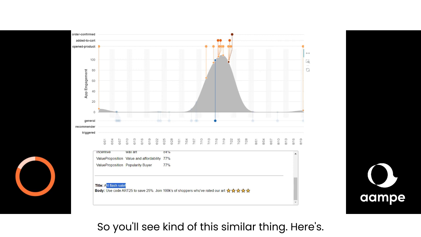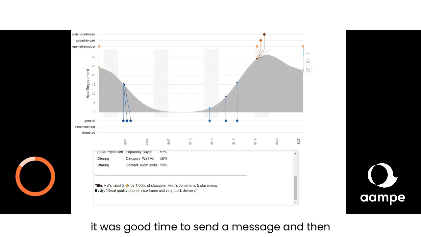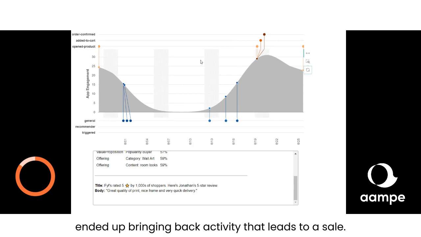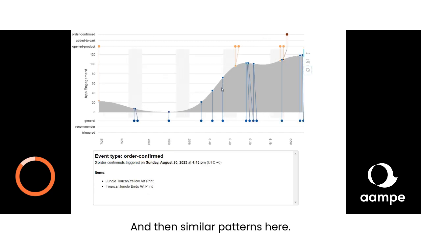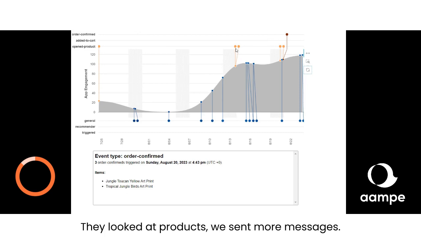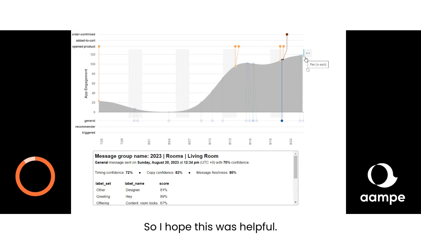So you'll see kind of this similar thing. Here's another user. They looked at a product. We attempted to bring them back, and then later found a time when it was a good time to send a message, and then ended up bringing back activity that leads to a sale. And then, similar patterns here. Here we sent a bunch of messages. They looked at products. We sent more messages. It actually pushed them. And then at the last minute, fired in a last message that pushed them up to conversion.